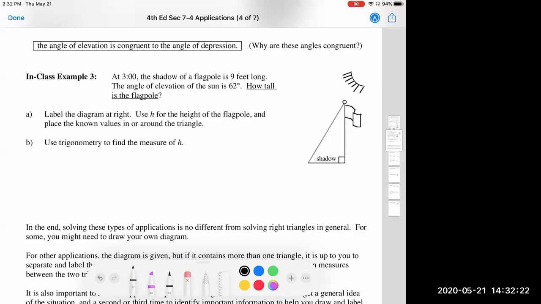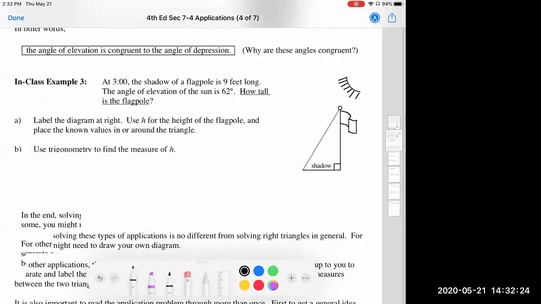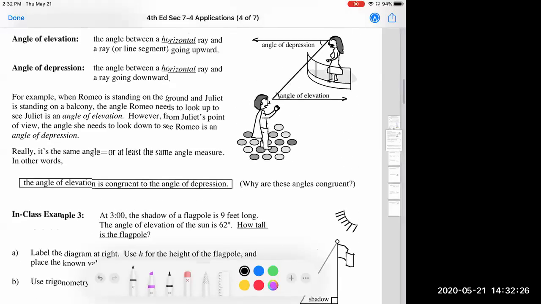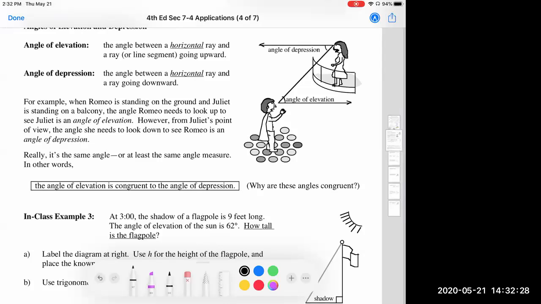Why are these angles congruent? Well, I think that's just a question that can take you back to chapter 1, where we did two parallel lines and a transversal, and you learned about your alternate interior and all those different types of angles, where it's the same two angles over and over again.